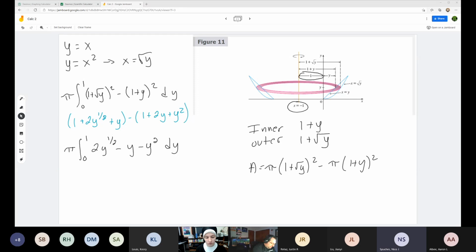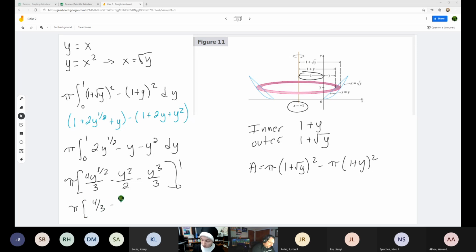So now we're going to do the integration of this one. So we do our integral, and we get 4y to the 3/2 over 3 minus y squared over 2 minus y to the third over 3, from 0 to 1. So we have pi times (4/3 minus 1/2 minus 1/3). So we end up getting pi over 2 as my final answer.